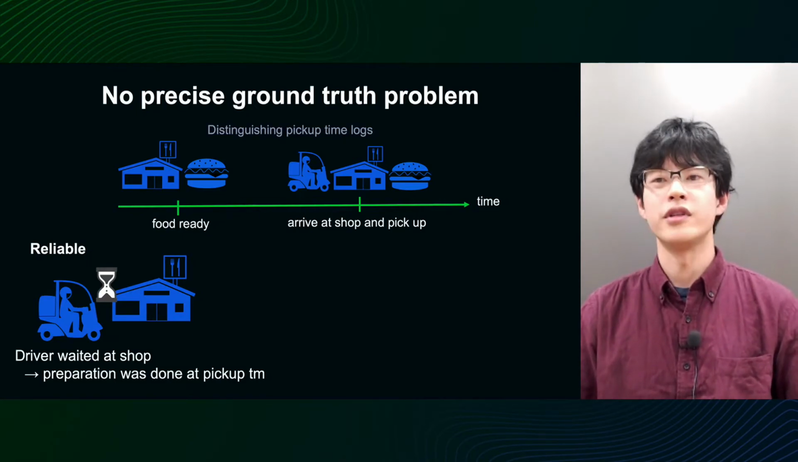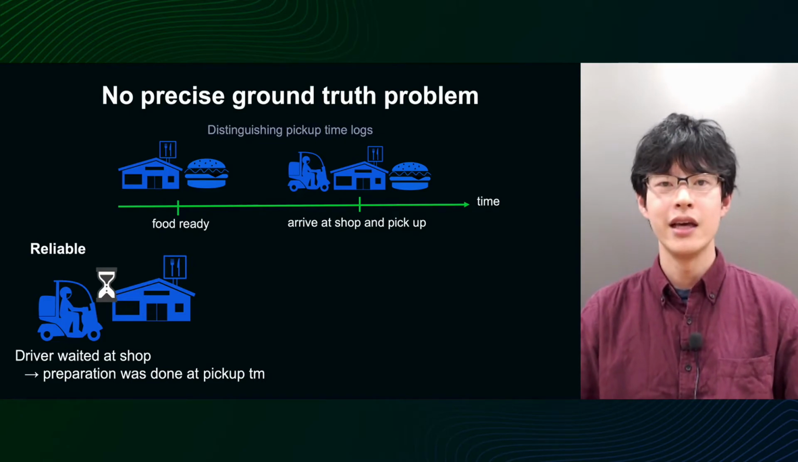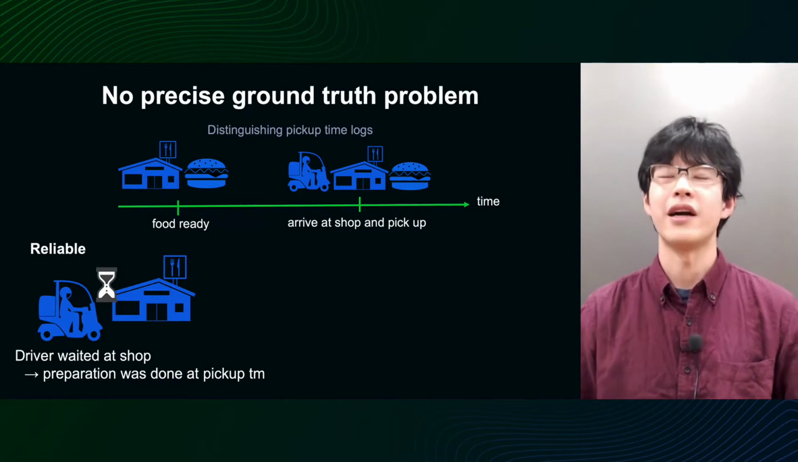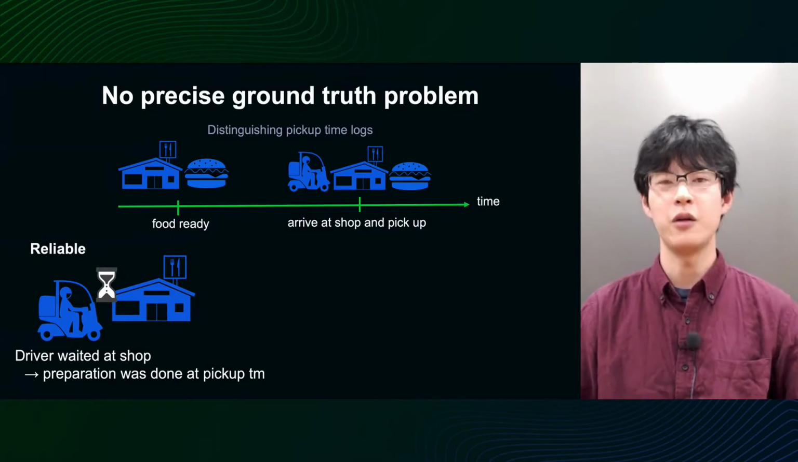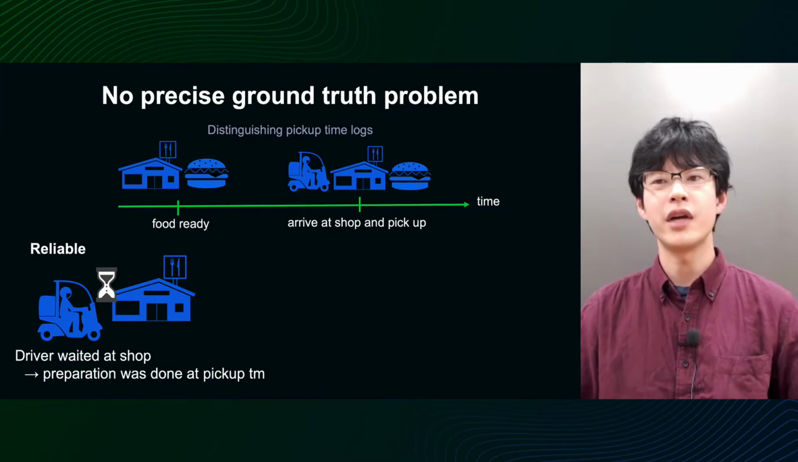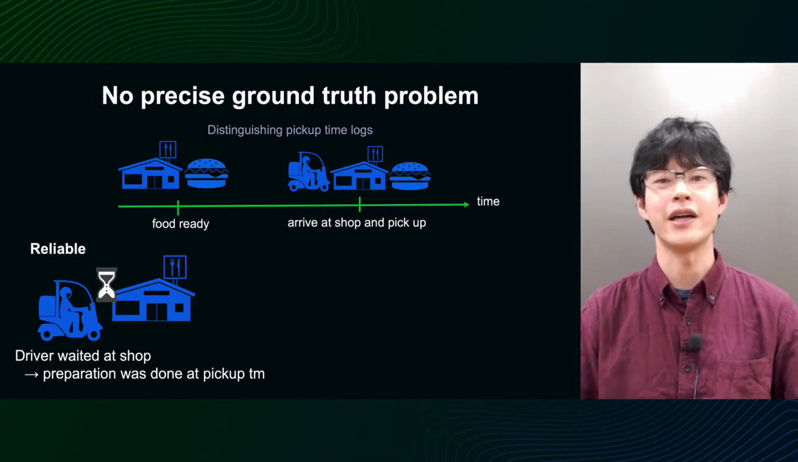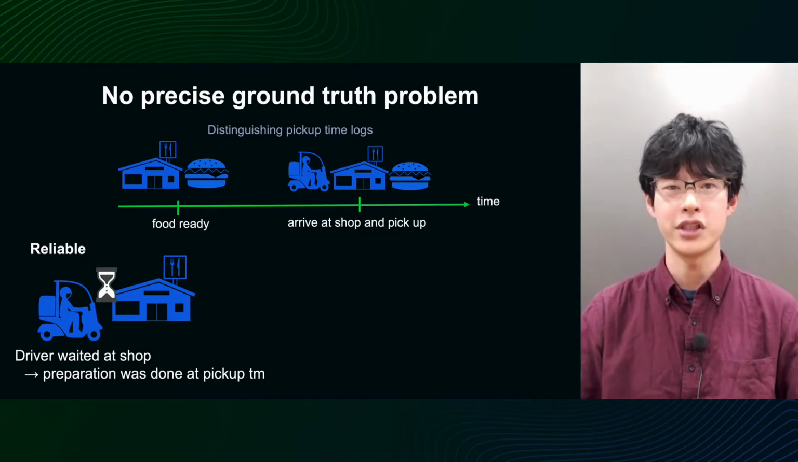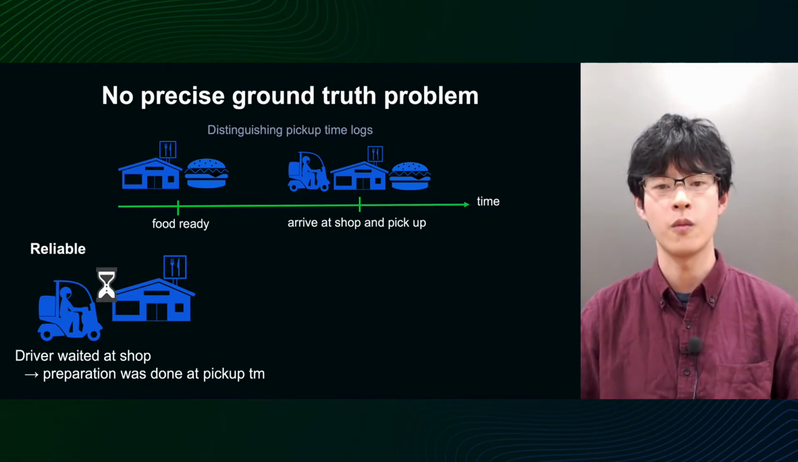Case 1. This is a case where the driver waits for a certain amount of time at the restaurant to pick up the food. When the driver arrives at the restaurant, the food is not ready yet, and the driver picks up the food after it is ready, so the driver's pickup time can be trusted as the time when the food is ready.